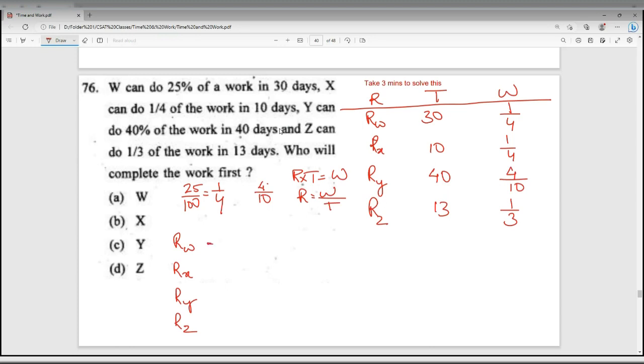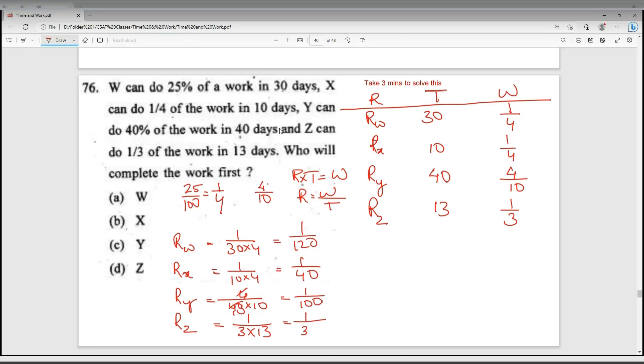So this is equal to 1 by 30 into 4. This is equal to 1 by 10 into 4. This is equal to 4 by 40 into 10. This is equal to 1 by 3 into 13. So this is equal to 1 by 120, 1 by 40. Now 4 ones are 4, 4 tens are 40. So 1 by 100. This is 1 by 39.